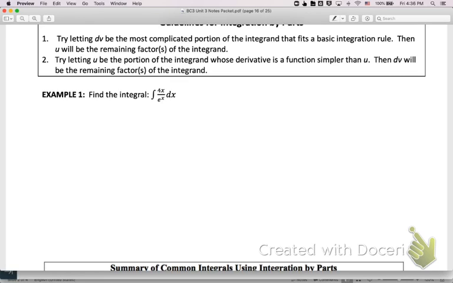Also, integration by parts is always working with a product. So we need to rewrite this as the integral of 4x e to the negative x dx. So we need to split this into u times dv. Now, think about choosing something that's easy to take the derivative of. 4x would be very easy to take the derivative of.